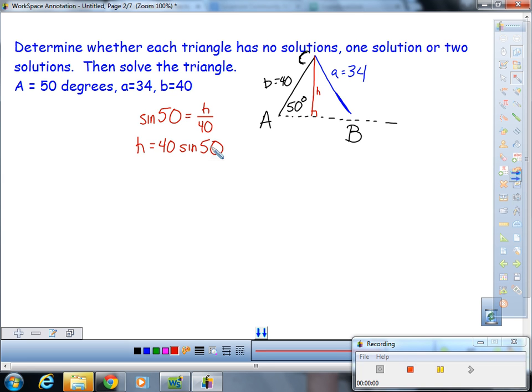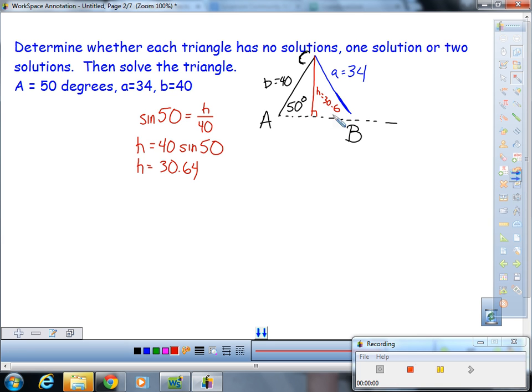Now I want you to look at your papers. Do you see somewhere where it says compare B sine of A to A? Can you see that? Notice, this is B sine of A. I'm going to need somebody that's got a calculator handy to help me out. So Caitlin, can you do 40 times the sine of 50? Okay. So h is 30.64.